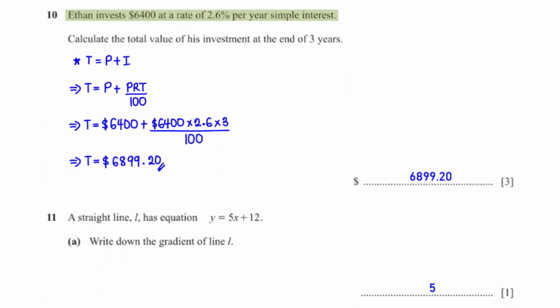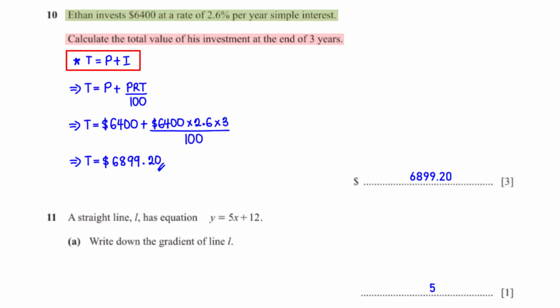Ethan invests $6,400 at a rate of 2.6% per year simple interest. Calculate the total value of his investments at the end of 3 years. For simple interest, the total value of his investment can be found by adding his principal P to the total interest he will earn I.